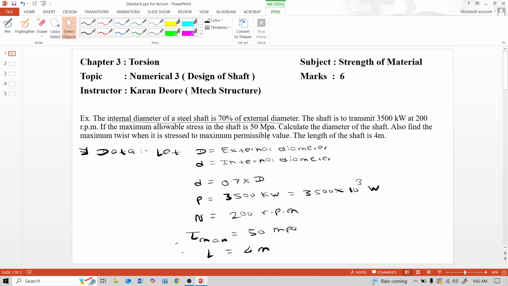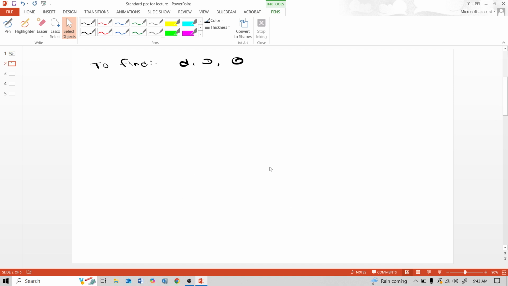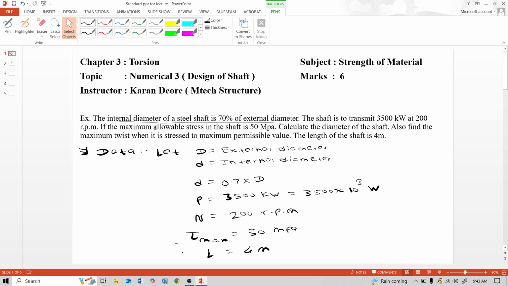Okay, so in this numerical they have given us data. They have given the relation between internal diameter and external diameter. They have given power, number of revolutions, maximum allowable stress in the shaft 50 MPa, and length of that shaft 4 meter. And by using this data, we have to find this diameter and angle of twist. And this is the maximum angle of twist when it is stressed to maximum permissible value.